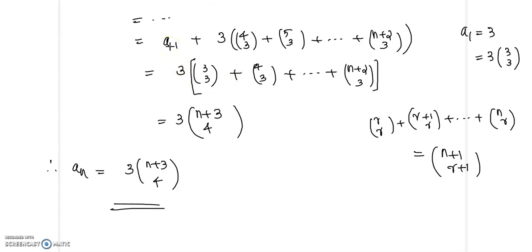Continuing in this manner, we'll get a_1 plus 3 times 4C3, 5C3, and so on up to n plus 2 C3. Now we have a_1 equal to 3, which I can write as 3 into 3C3. And we are using this identity also: rCr plus r plus 1 Cr plus and so on up to nCr is equal to n plus 1 C r plus 1. So using that we will get 3 times n plus 3 C4. So that is the required value of a_n. So the solution for the recurrence relation is 3 times n plus 3 C4.